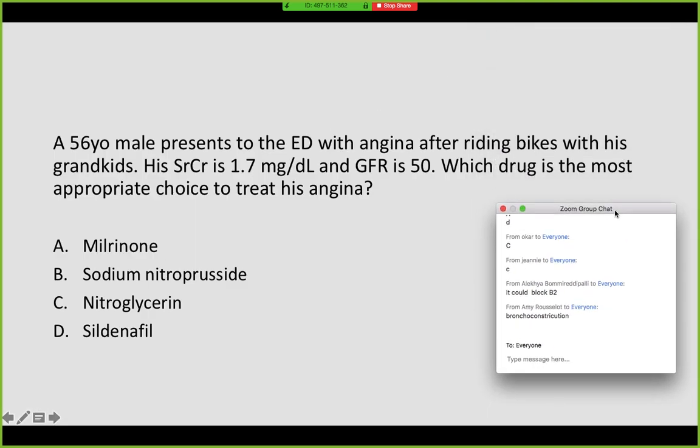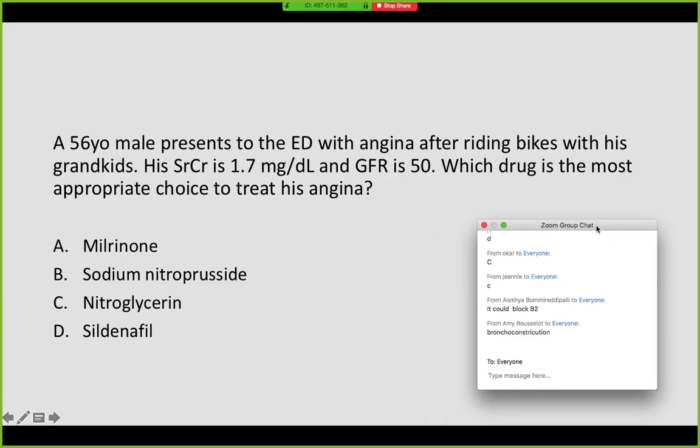Okay. For practice questions, you have a 56-year-old male who presents to the ED with angina after riding bikes with his grandkids. His serum creatinine is 1.7 and his GFR is 50, so basically his renal function is messed up. Which drug is the most appropriate choice to treat his angina?